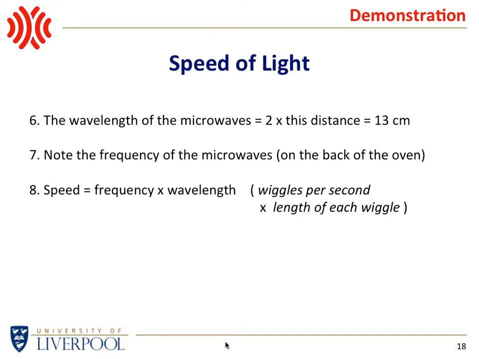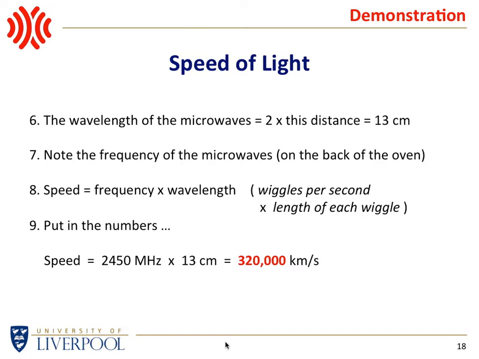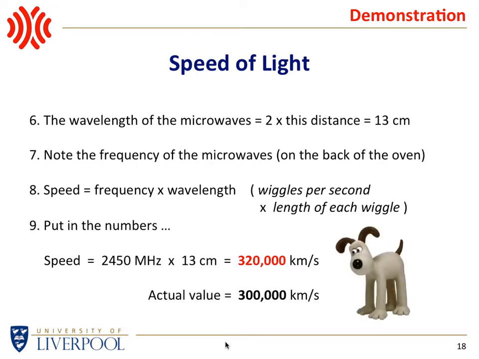The wavelength we've just measured is 13 centimeters. The frequency, read off the back of an oven, because I don't know how else to measure that, is 2450. So 2450 megahertz multiplied by 13 centimeters gives the speed of light as 320,000 kilometers per second. So we know the actual answer is 300,000 kilometers per second, but it's close enough that even Gromit is impressed with the fact that it's within 10%.